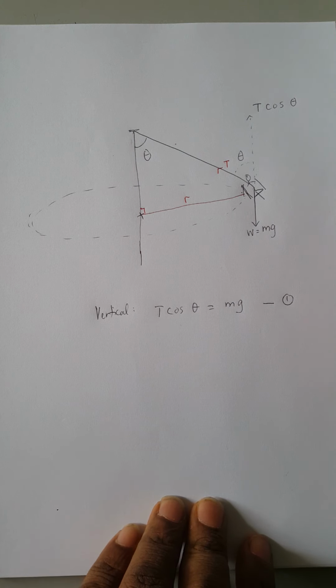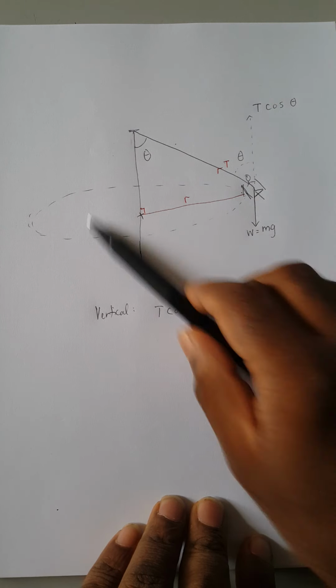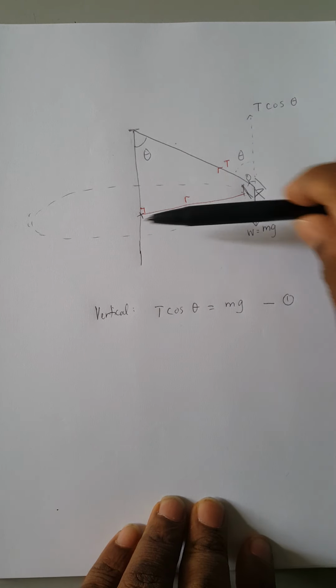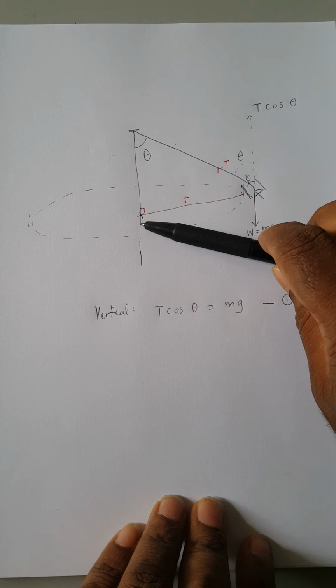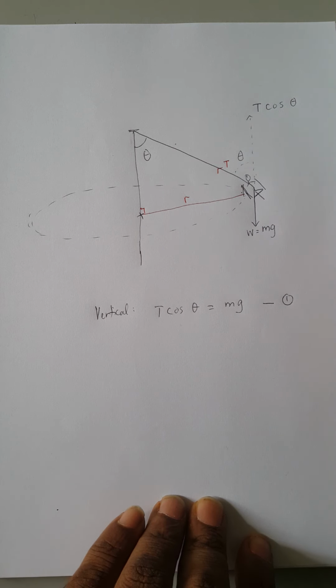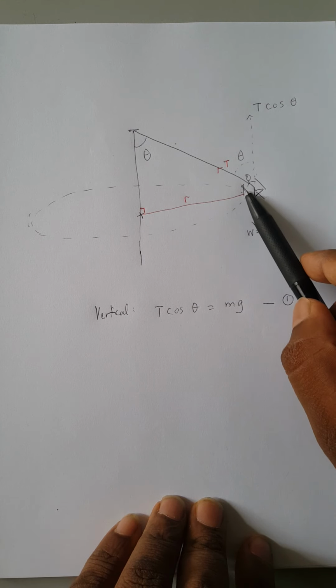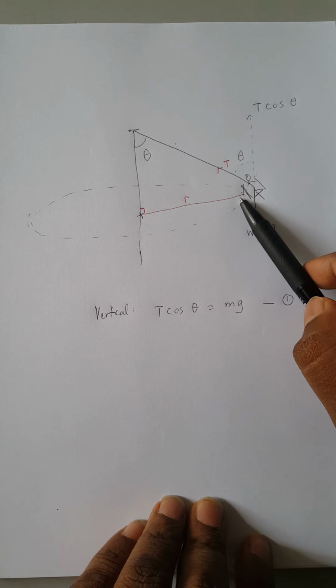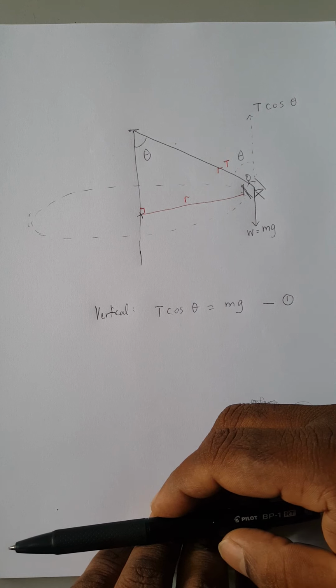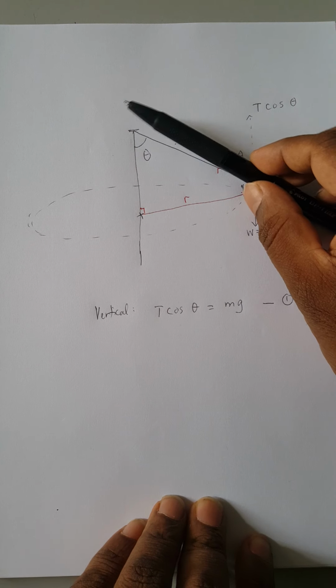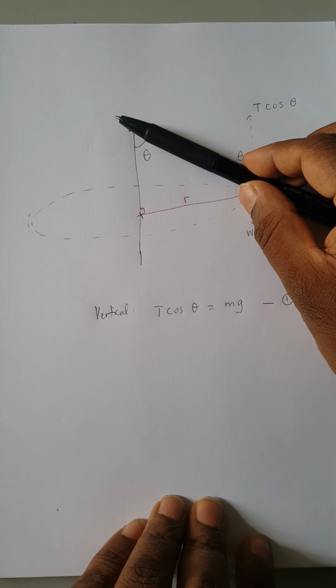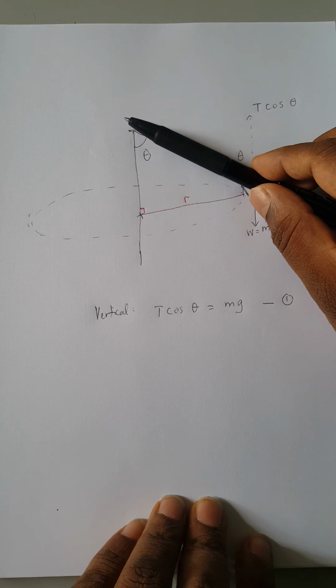Now, next one, we look at the horizontal. What makes you move in a horizontal circle is a force directed towards the center. That we call the centripetal force. This force exists there, but it is invisible, yet you can feel it. This force is also a component of the tension.